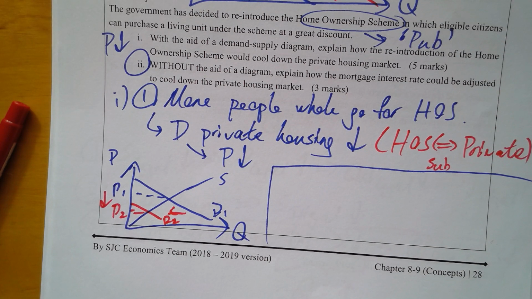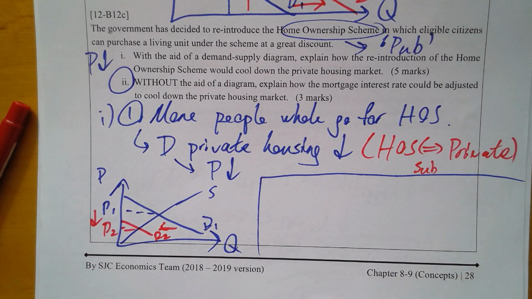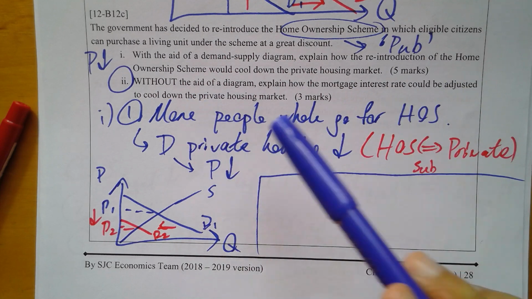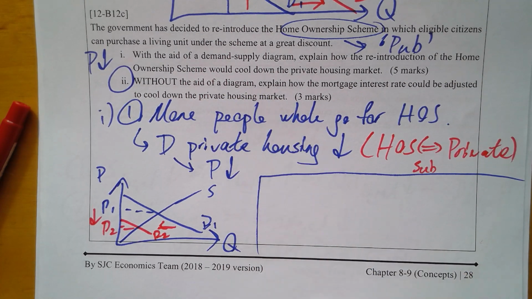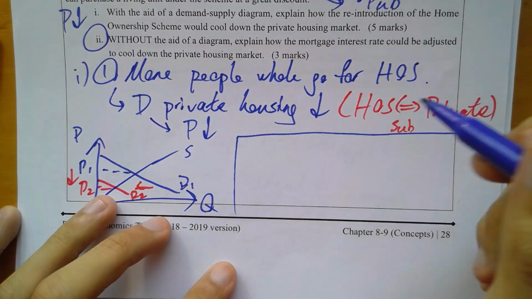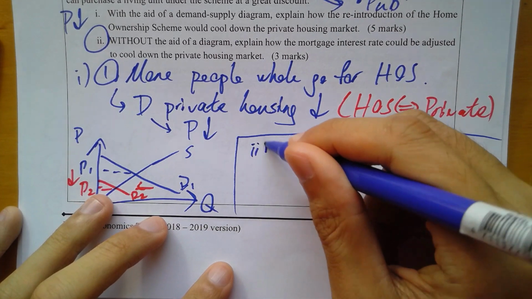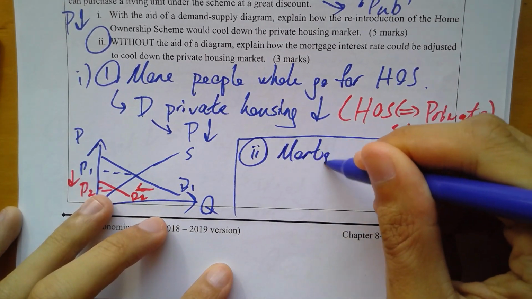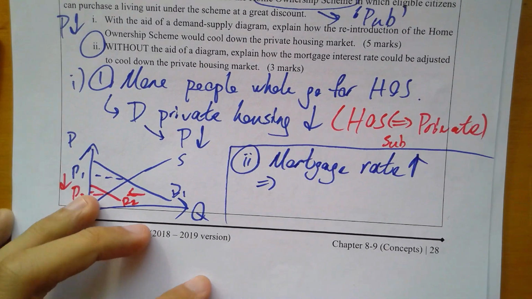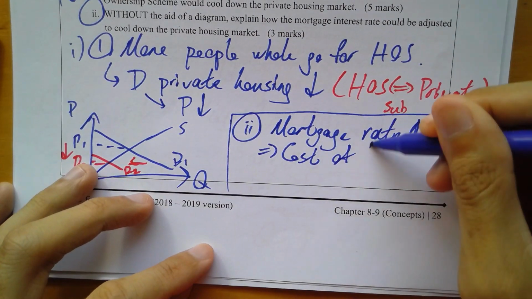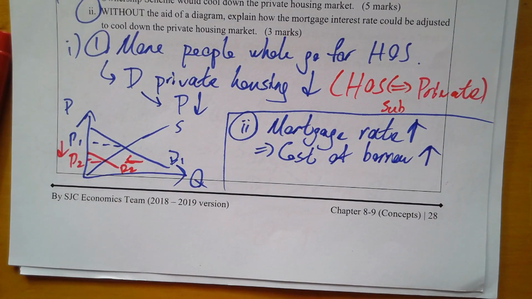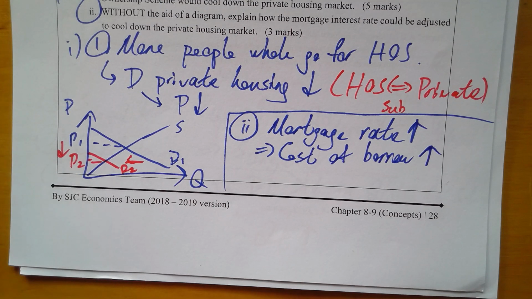Now, finally, here, number 2. Without the use of a diagram, explain how mortgage interest rate could be adjusted to cool down the private housing market. 係咪？我哋諗一諗啦。Now, actually, when mortgage rate increases, that means people's cost of borrowing would increase. When their cost of borrowing increases, would they want to borrow more or borrow less?